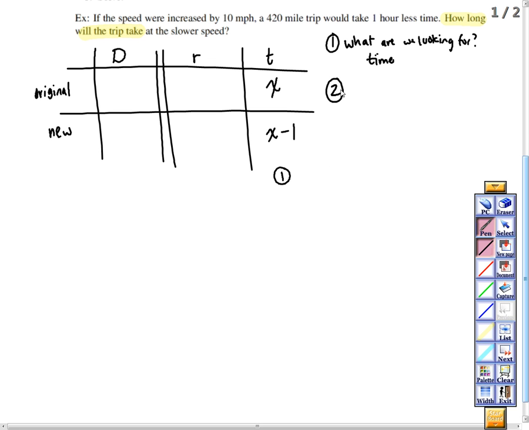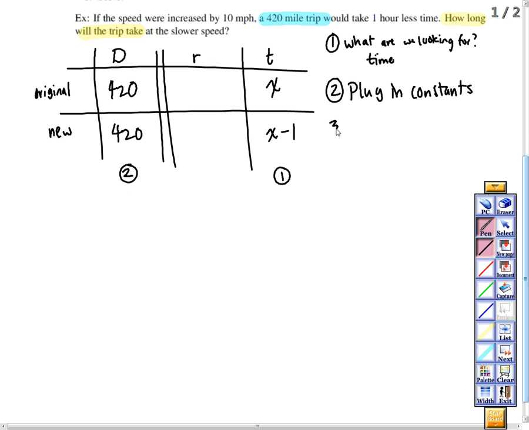Then number two, we're going to fill in the constant stuff. We're going to look for information in our problem that doesn't change. 420-mile trip. Okay, that doesn't change. 420-mile trip, that is distance. So original distance is 420. New distance is still 420. They don't have to be the same. In this case, they are. Okay, so that was step two.